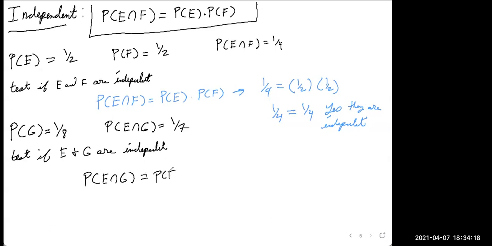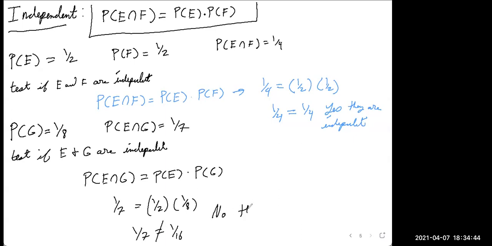Okay, let's see. So by definition, that would be E intersect G equals the probability of E times the probability of G, and it doesn't matter which way you multiply them. Let's see if this works. So 1/7 equals, E is still a half, G is an eighth, so 1/7 equals 1/16. No, that's not true. These events are not independent.